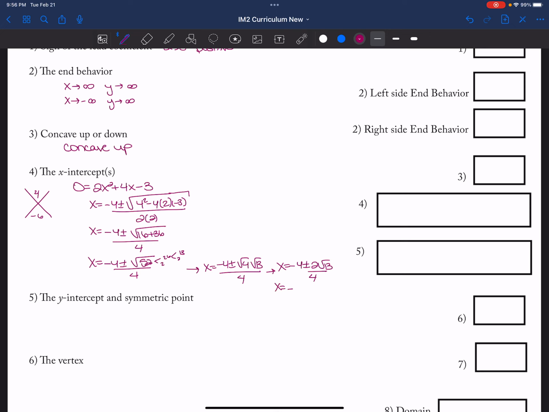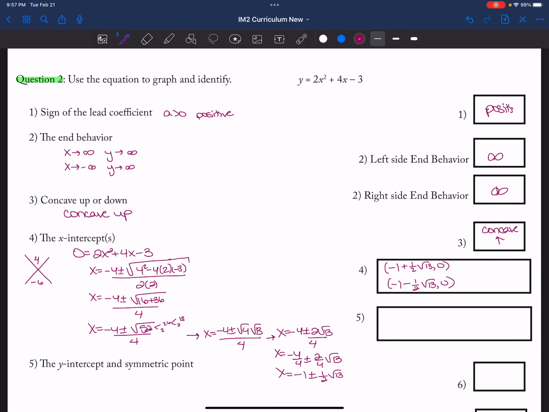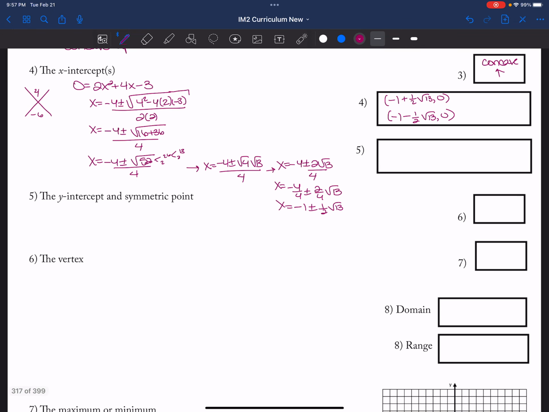So then x is equal to negative 4 over 4 plus or minus 2 over 4 root 13. So x is negative 1 plus or minus 1/2 root 13. So in theory, when I do this, it would be negative 1 plus 1/2 root 13 comma 0, and then negative 1 minus 1/2 root 13 comma 0. So that would be my x-intercepts. Concave up, positive infinity, and positive. I keep forgetting to fill in the little boxes.